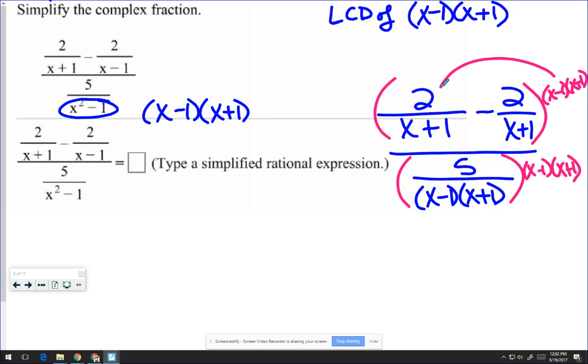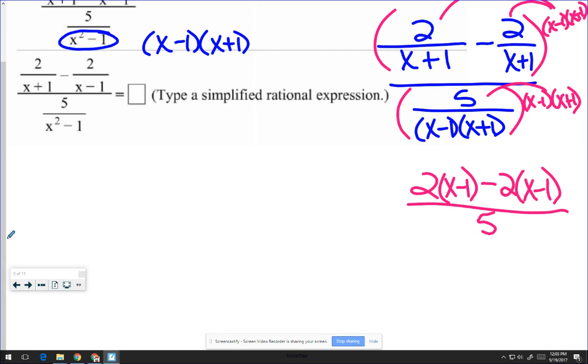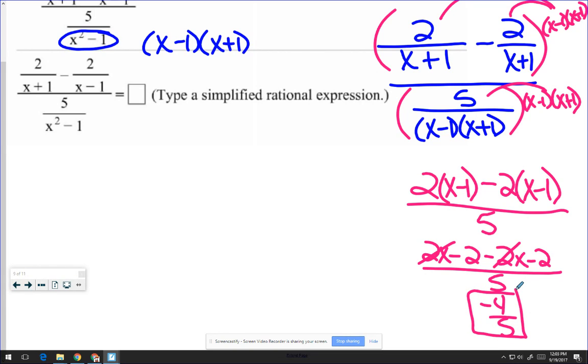So here, it would cancel with the x plus 1, so leave me with 2 times x minus 1. Here, if I multiply by x minus 1, x plus 1, the x plus 1s would cancel and leave me with 2 times x minus 1. And on bottom, they would both cancel and leave me with 5. Well, on top, that becomes 2x minus 2 minus 2x minus 2. Just distributing that 2 out. Those cancel. And I'm left with negative 4 over 5.